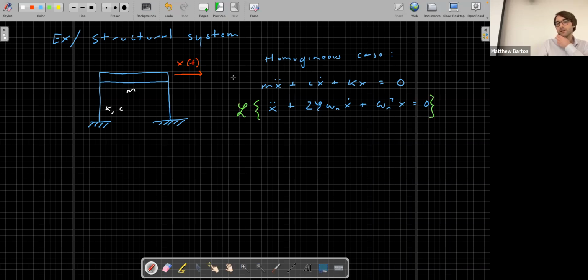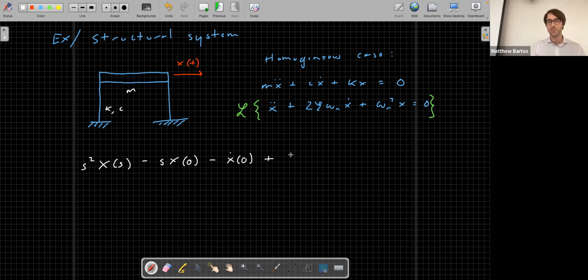This is the homogeneous case, so we do have to care about the initial conditions here. So what do we end up with when we apply the Laplace transform? What happens to this first term? It becomes s squared X of s minus, for the initial conditions, s times x naught, our initial displacement, minus x dot at time 0. So that's the initial velocity. You know the drill.